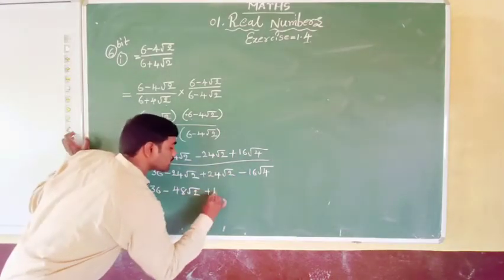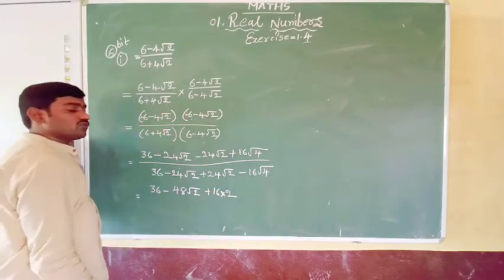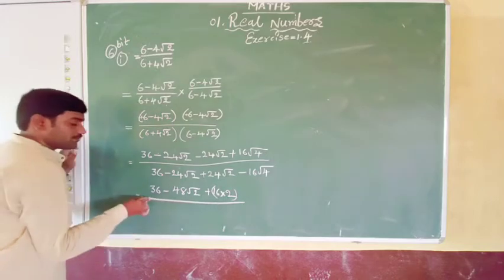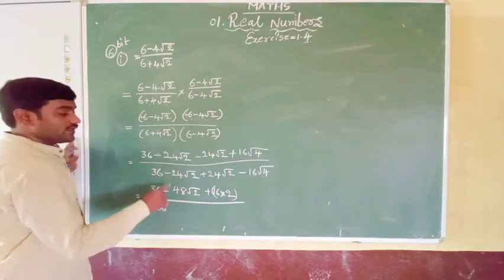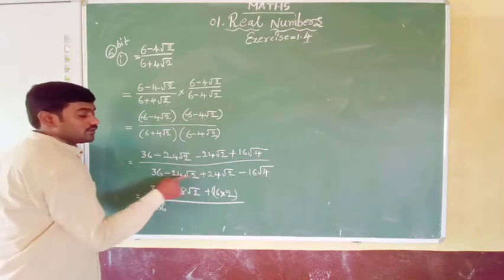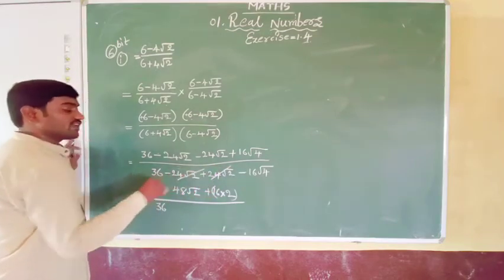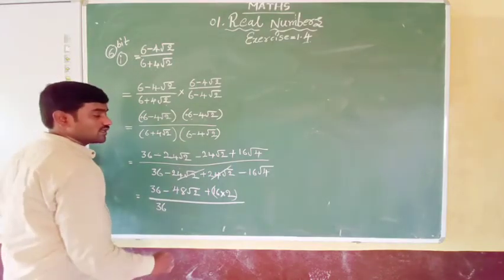Here plus 16 into root 4, the value is 2. Square root of 4 value is 2. This we need to multiply like that. Again, let's come to here. 36 we write as it is. Here minus 24 root 2, here plus 24 root 2. Both we can cancel. Plus 24 root 2 and minus 24 root 2 will get cancelled.